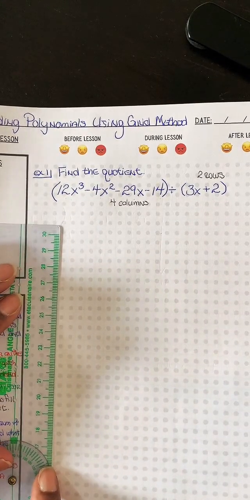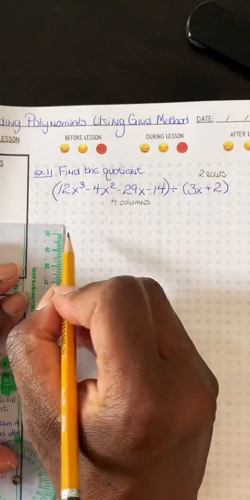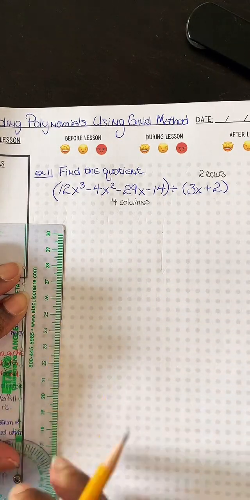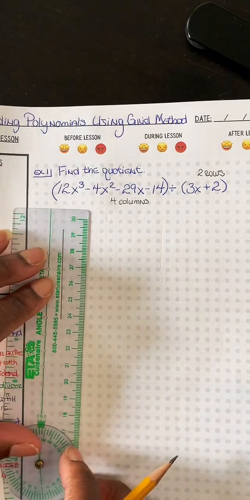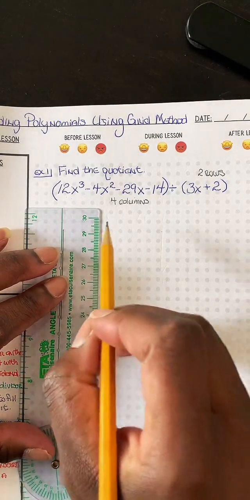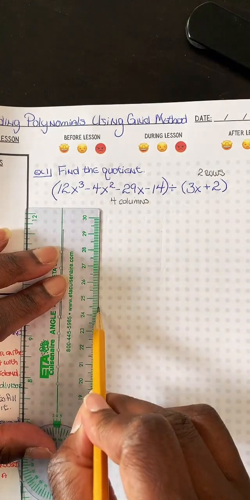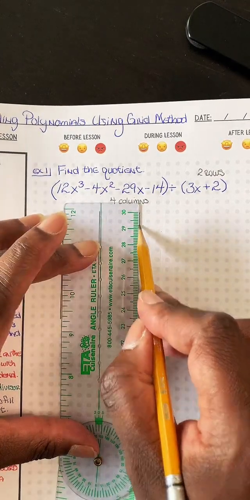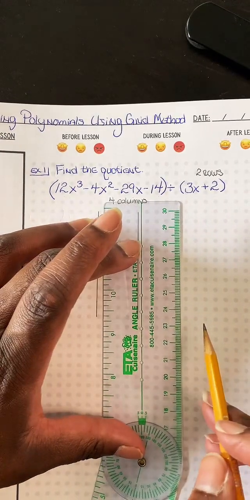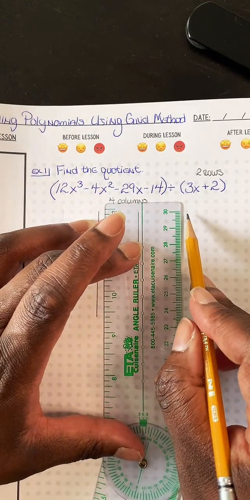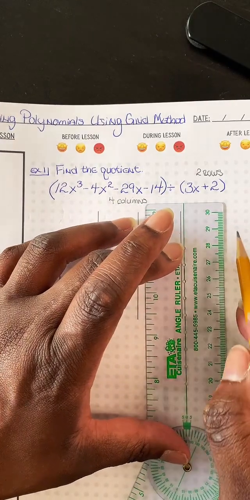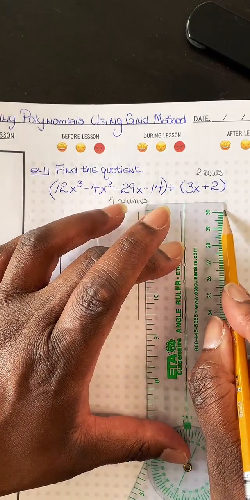So this is what it's going to look like. I'm going to draw over here, I'm going to have my 2 rows. But then I'm going to have, here's 1 column. Here's 2 columns. 3 columns, we'll put it right in between. And 4th column right here.